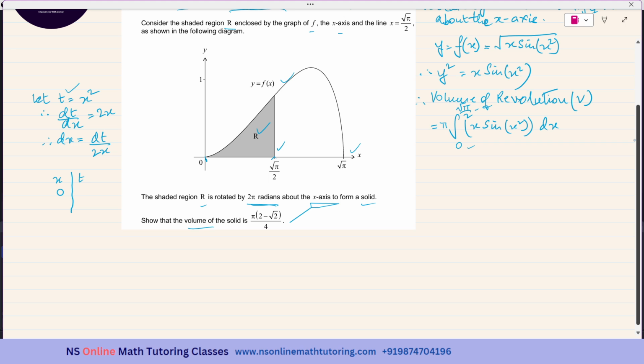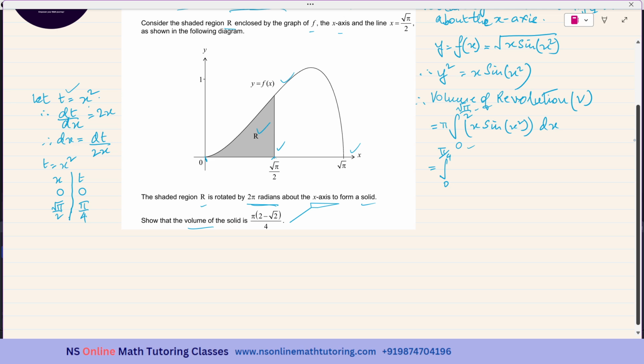When x equal to 0, 0 square is 0. So, t is equal to 0. When x equal to root pi over 2, again I am writing t equal to x square. When x is equal to root pi over 2, x square will be pi over 4. So, t will be pi over 4. Okay. So the limits of integration get changed to 0 and pi over 4.